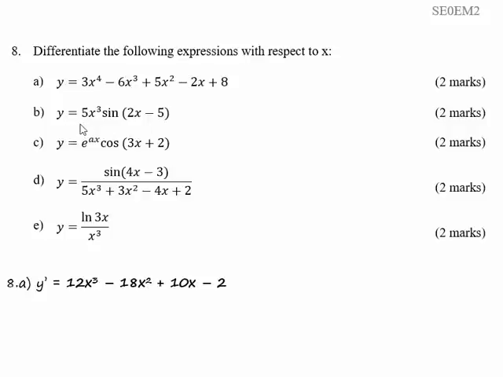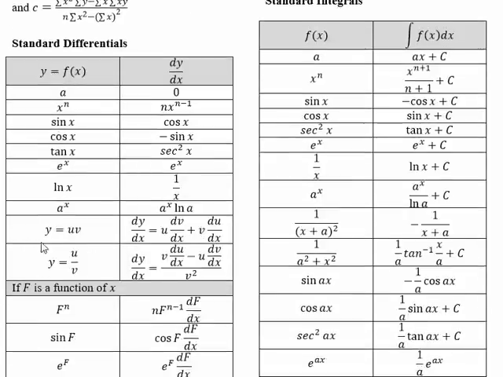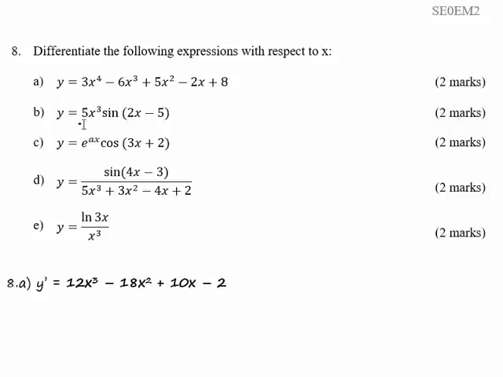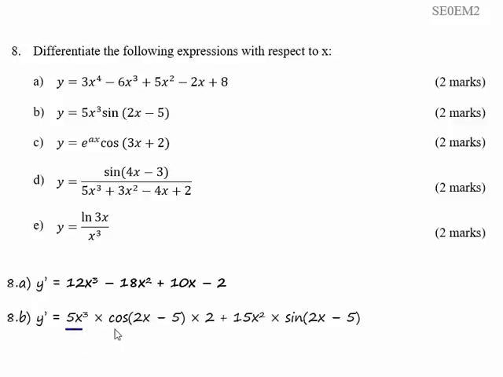Part B. The first part is 5x cubed and the second part is sine 2x minus 5. So this is a product and we need to use the product rule. Here's the product rule. So dy dx equals u dv dx plus v du dx. We'll call 5x cubed u and we'll call sine 2x minus 5 v. So we'll get u times dv dx.